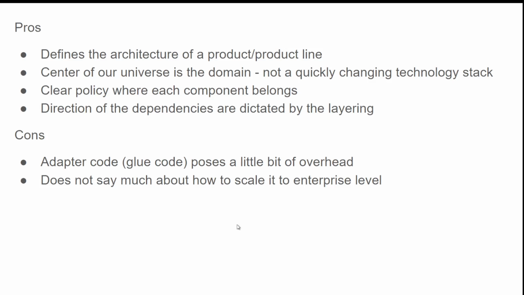Now, with this clear policy, we can put the different components into these layers. And then the dependencies are dictated by the layering. So we can influence the dependency directions with dependency injection and dependency inversion. But now we also have a clear rule set for how we should do the directions of those dependencies. There are also some disadvantages. The adapter cloud poses a little bit of overhead. We already had this issue with the dependency inversion, but if you consider how much flexibility you gain on the architectural level, probably we can live with this little overhead.